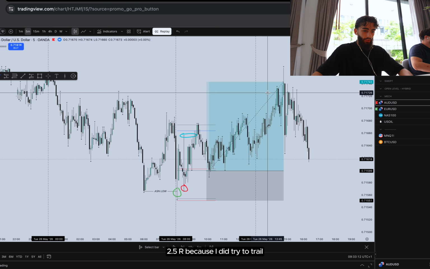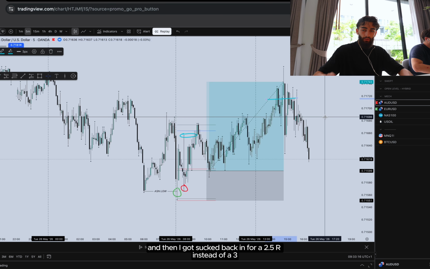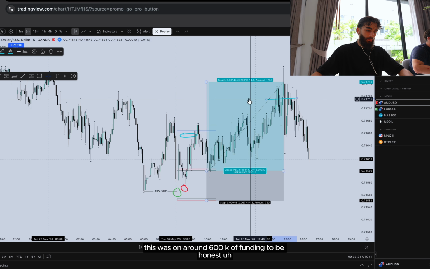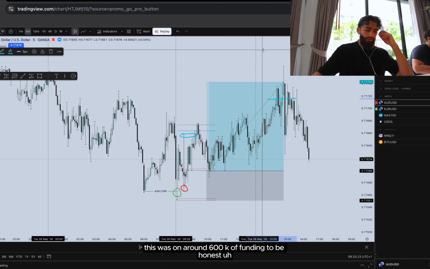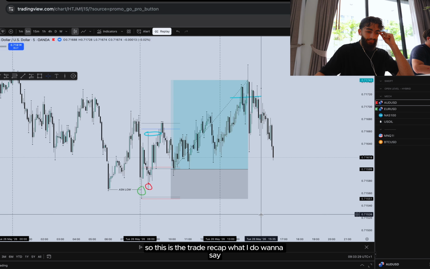2.5 R because I did try to trail and then I got sucked back in for a 2.5 R instead of a 3. Still a win regardless, which we will definitely take. Okay, this was on around 600k of funding, to be honest, just because it was Mech London and that was what was aligned for me. Okay, so this is the trade recap.